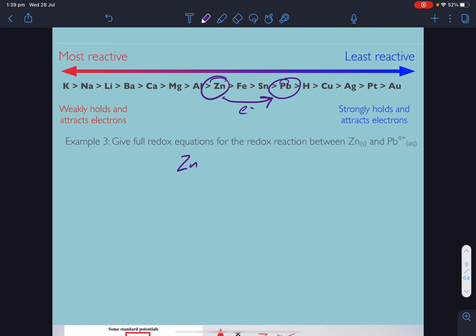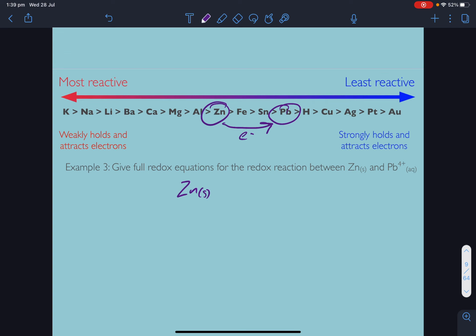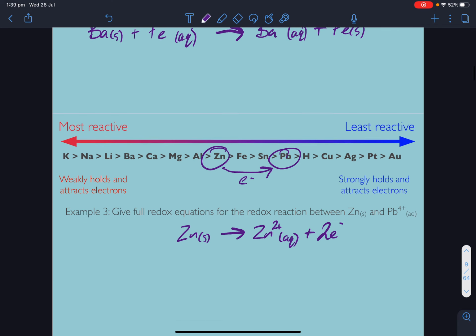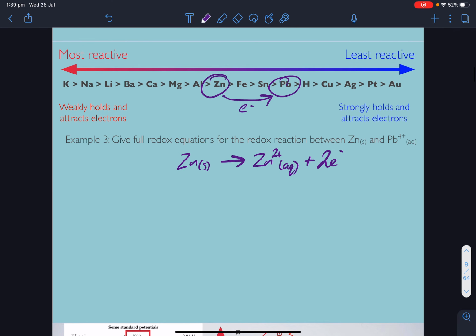Zinc half equation. Zinc solid is going to zinc 2 plus, 2 plus because that's the only ion that zinc will form. That's the only oxidation state. So we need to balance it with 2 electrons. And our lead 4 plus, oops, sorry guys. Lead 4 plus is going to lead solid, so we need 4 electrons to do that.